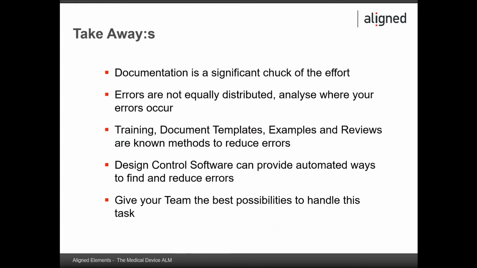And also note that the documentation errors are not equally distributed over all documents, over all situations. There is probably the case that you have errors that occur reoccurringly at particular states for particular documents, maybe for particular divisions. And you can make great benefits if you analyze in a structured way the documentation errors that appear in your organization and try to mitigate that. Now, trainings, document templates, example documents, and reviews, these are known methods that can reduce errors. They all come with work and cost, of course. And design control software is then, I think, a great complement that can provide automated ways to find and reduce errors.